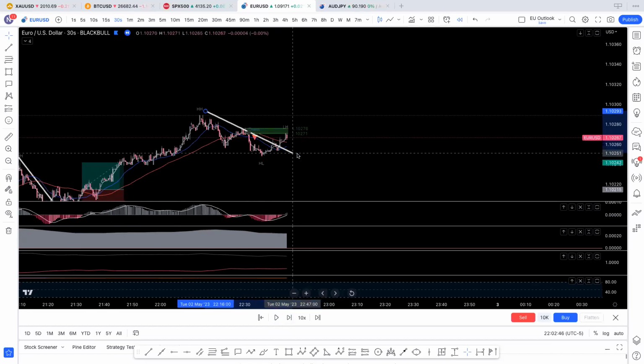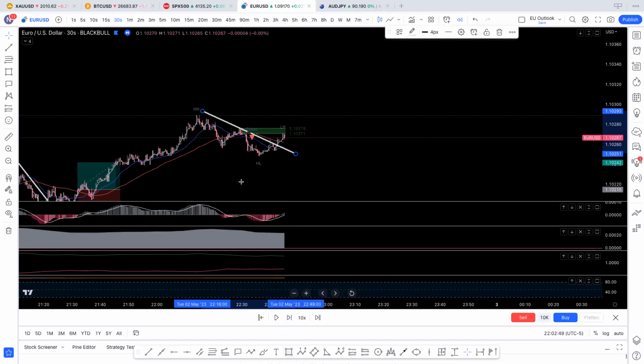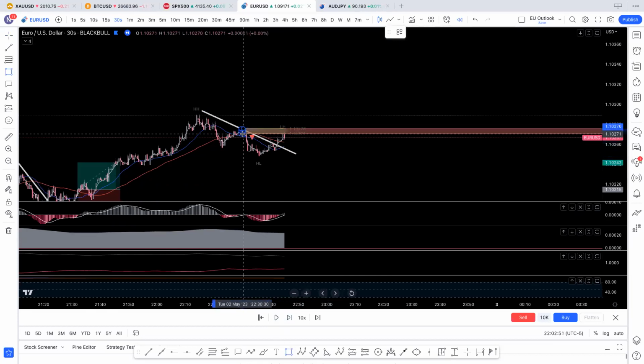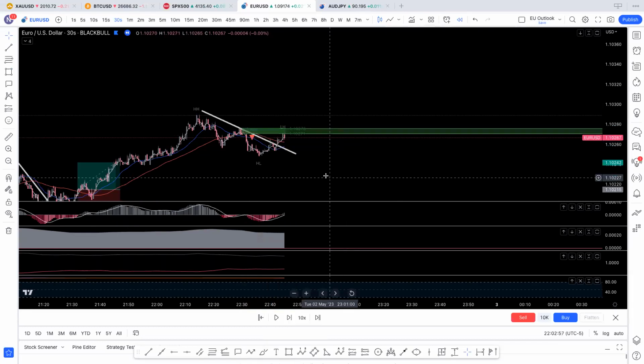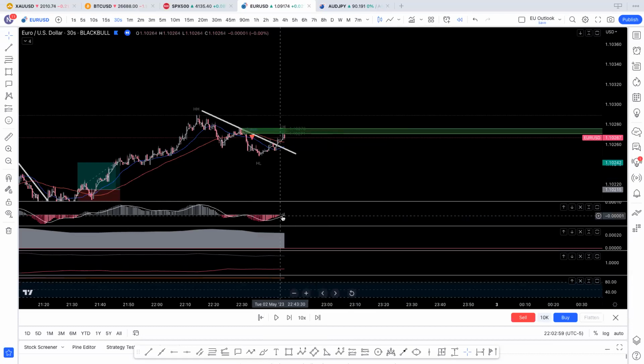Price has broken above. Found an impetus level for the buy. The MACD has broken. Everything else is still showing bullish.